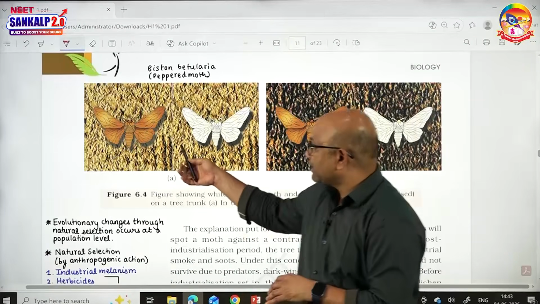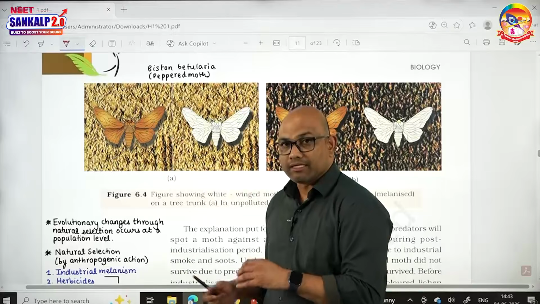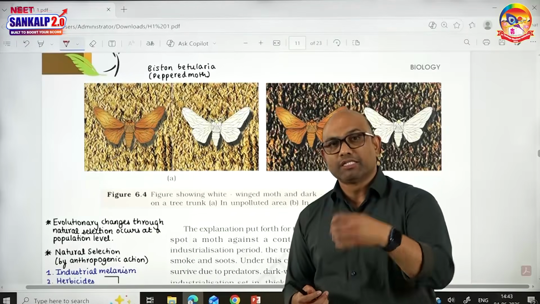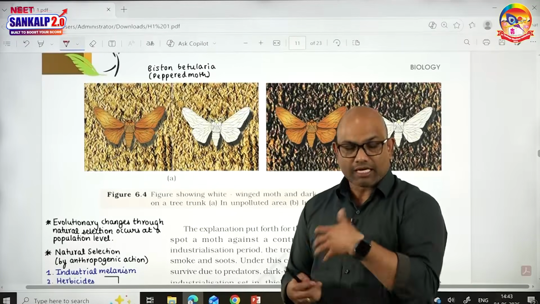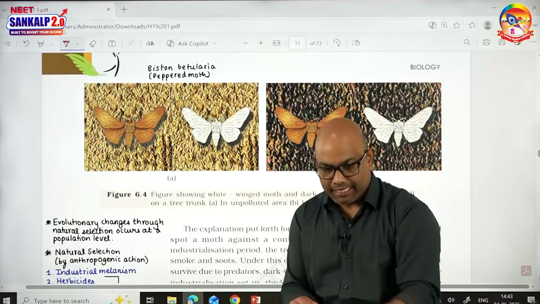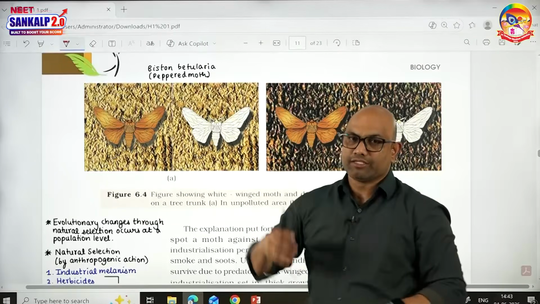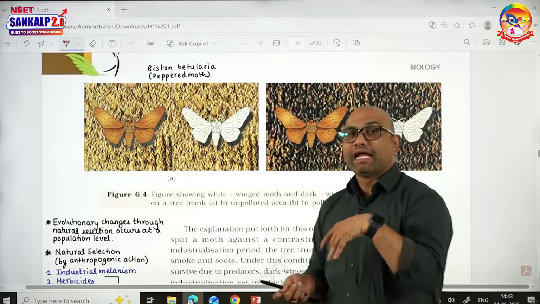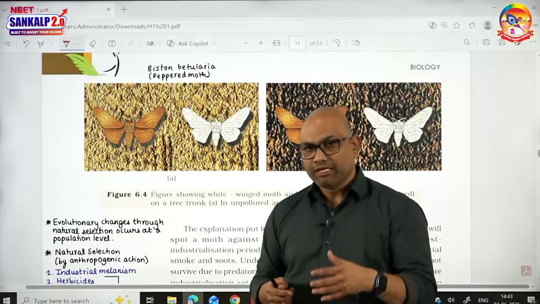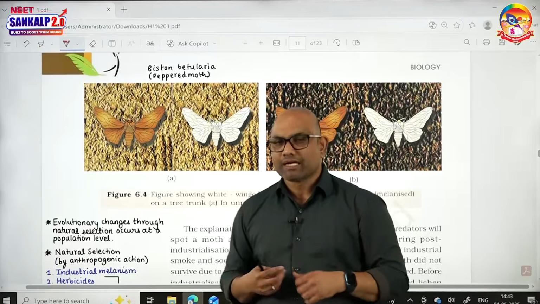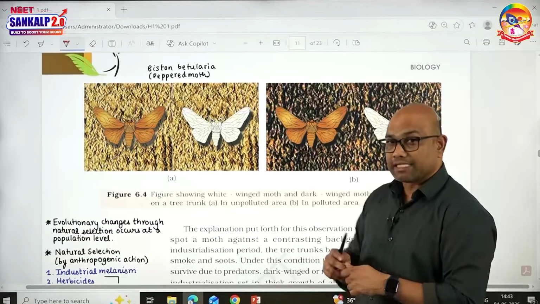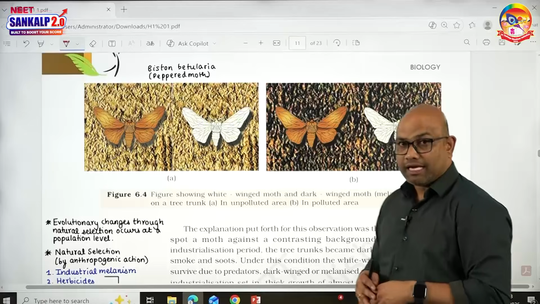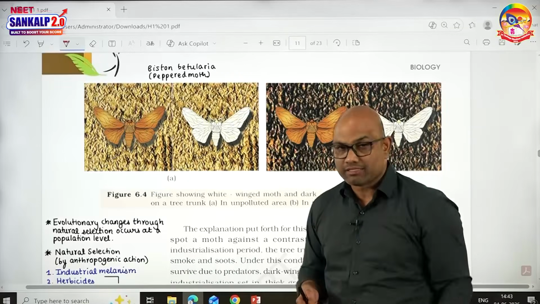So, on this light colored background, dark insects are easily visible to the birds, so the birds preyed on the dark insects. So, the number of dark insects reduced and the number of white insects increased. Here I can say nature selected white winged moths. But in the 1920s, after industrialization, a lot of smoke and soot coming from the industries scattered over the bark. And one more thing, the air pollution killed the lichens.